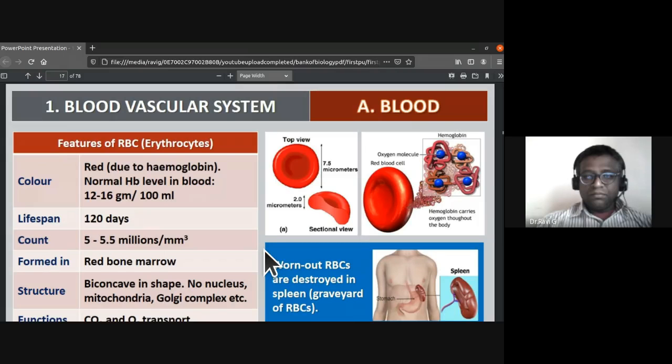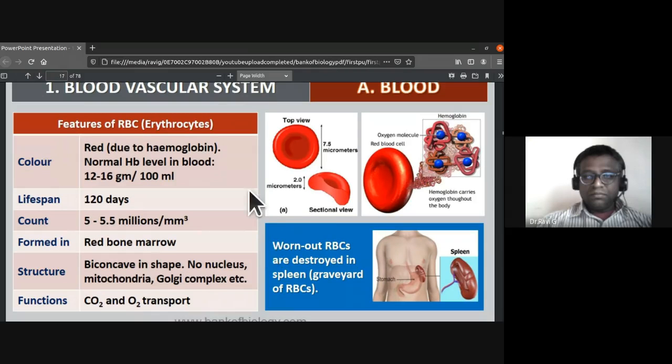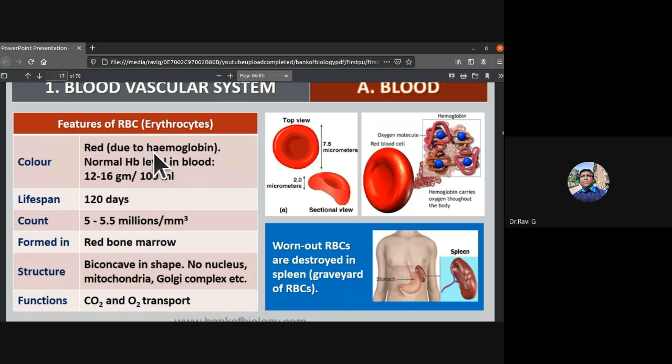Let us understand the features of RBC, that is red blood cell. Their color is red due to the presence of hemoglobin. The normal hemoglobin level in blood is 12 to 16 gram per 100 ml of blood. Hemoglobin has a quaternary protein structure. It has four hemes, two alpha and two beta chains. The lifespan of RBC is 120 days.